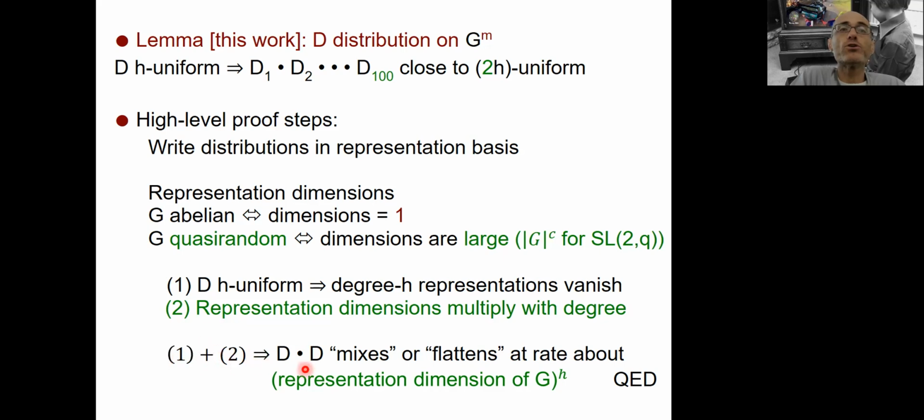Specifically, if you combine 1 and 2, you have that when you multiply two distributions, the new distribution, in some sense, mixes or flattens. A specific norm gets smaller and smaller at a rate which is about the representation dimension of G, which can be very large, as in SL2Q, raised to the power H. So the rate of flattening is much higher than in the previous work, and this allows us to get to 2H uniform with just a constant number of convolutions. And this is what saves the number of iterations and gives a final result for communication complexity.